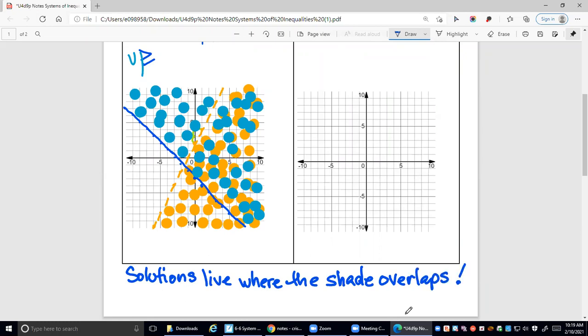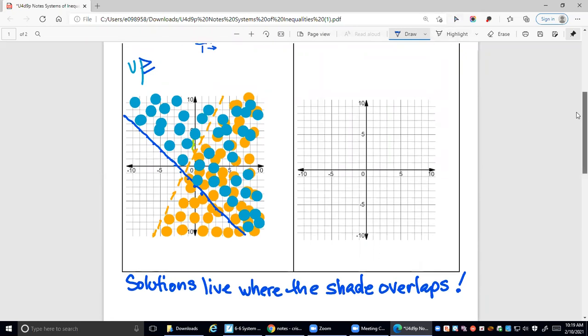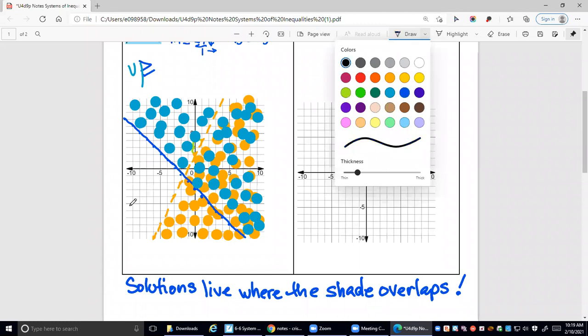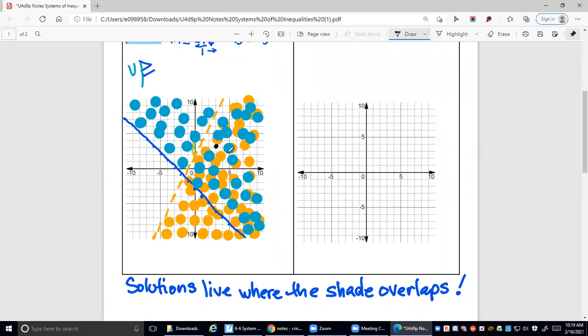Okay, really important. So I'm going to ask you, and so far, any questions on how to plot a system of inequalities? Everybody's taking good notes? Because you will need that. So let's go ahead. And I'm going to ask you some questions, okay? So right here, I want you to tell me, is this right here a solution?